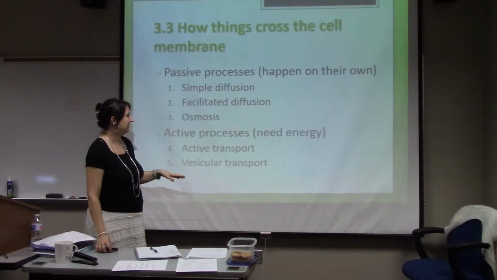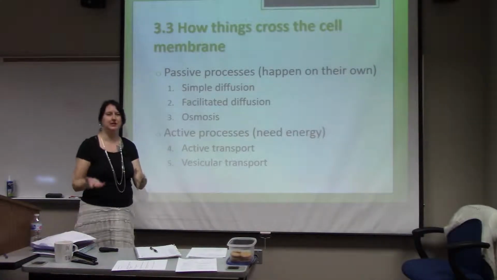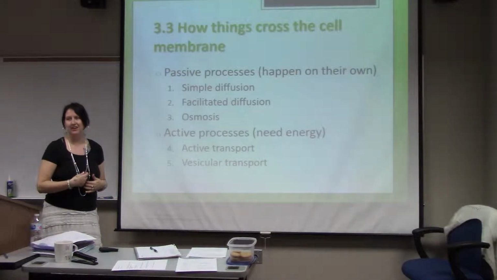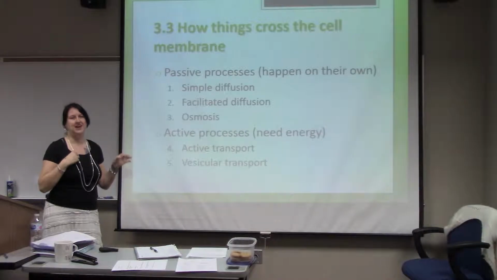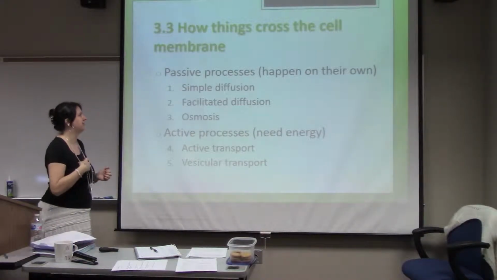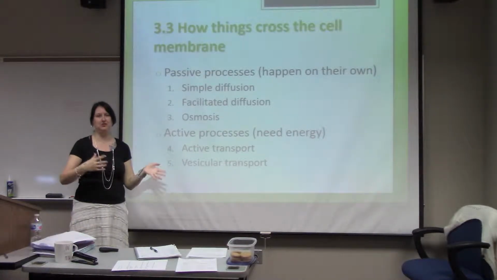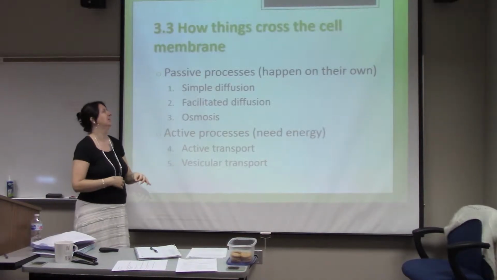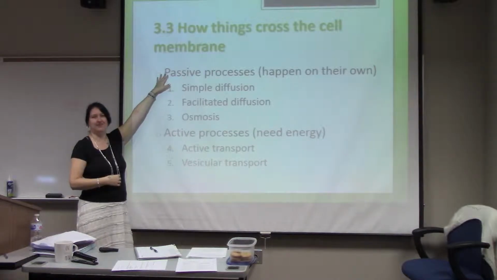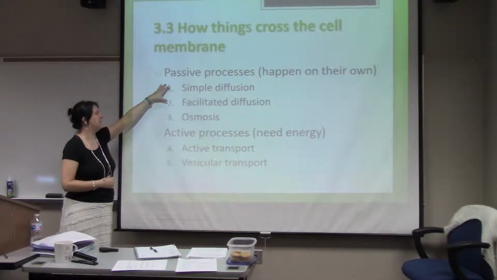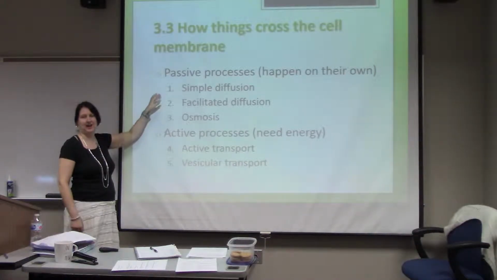Methods for getting a substance across the membrane can be put into two categories based on whether the cell has to spend energy to move the substance. If it doesn't have to spend energy, the substances just move because they're bouncing around. That's a passive process. These include simple and facilitated diffusion and osmosis.